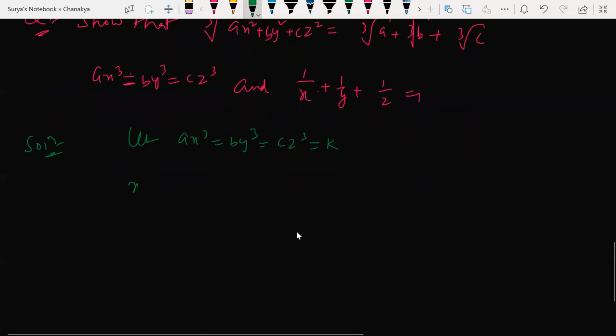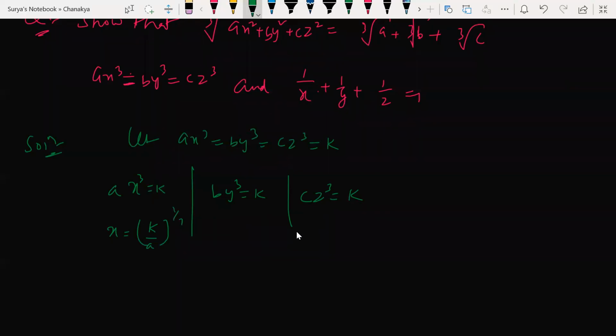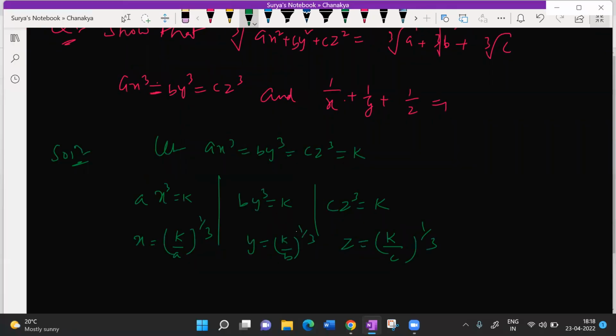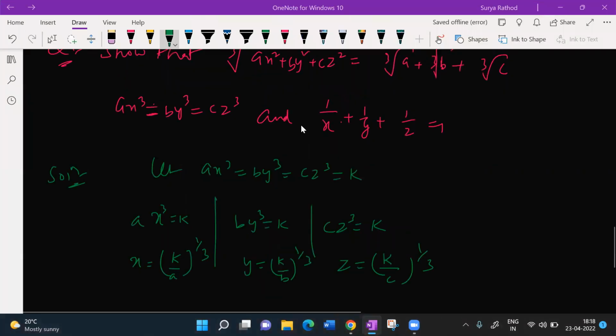Now, what is x going to be, beta? Ax cube is equal to k. Similarly, by cube is equal to k, and cz cube is equal to k. So x is equal to what, beta? K by a, all to the power of 1 by 3. Correct? Y is equal to what? K by b, all to the power of 1 by 3. Z is equal to what? K by c, all to the power of 1 by 3. Do you agree with my point? Yes, sir.